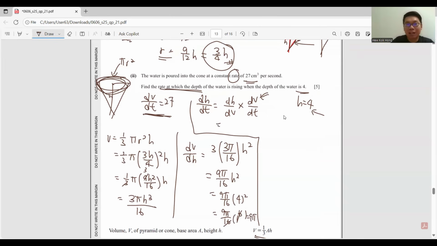So we can find dh/dt, which is dh/dV, the reverse of dV/dh. So it's 1 over 9π times 27. Then you key in the calculator, 0.955. Done.